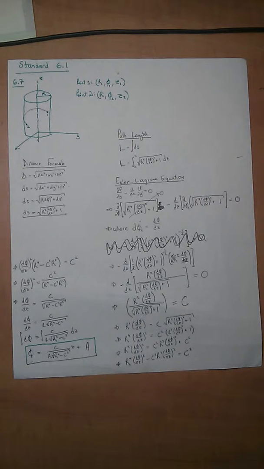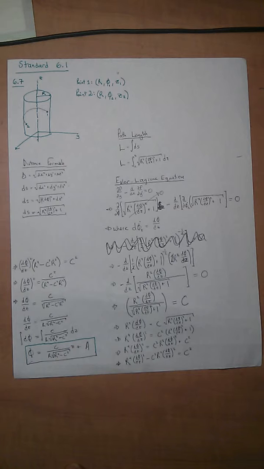So for standard 6.1, I'll be doing a question from the book on chapter 6. I'll be doing question 6.7, and it asks us, consider a right circular cylinder of radius r, which I've drawn over here.